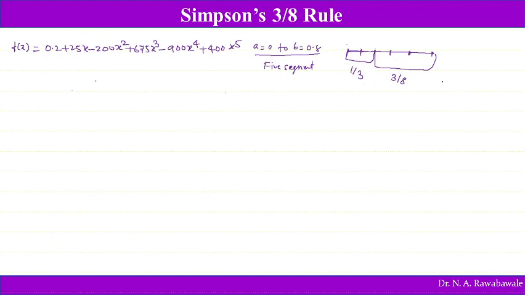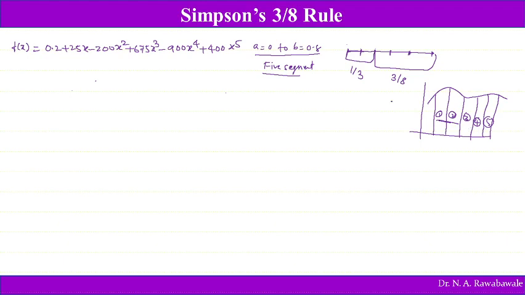So for total distance, for example, this is a polynomial, and this is divided into a total of 5 segments: 1, 2, 3, 4 and 5. So out of 5 segments, the first 2 segments are simplified using Simpson's 1/3 rule, and the last 3 segments are solved using Simpson's 3/8 rule.